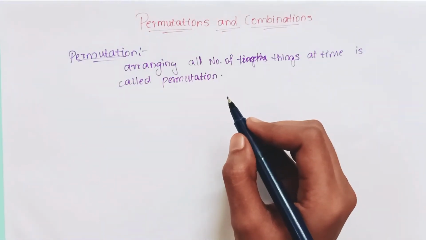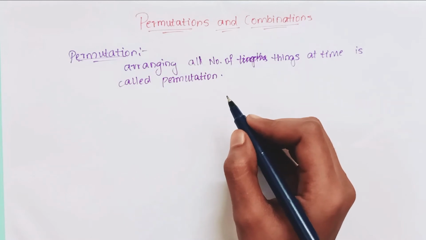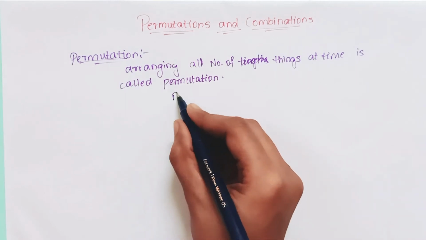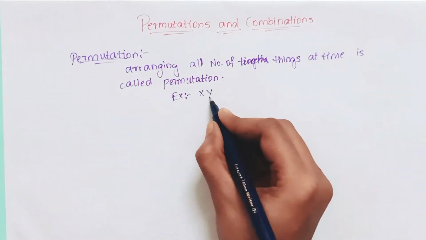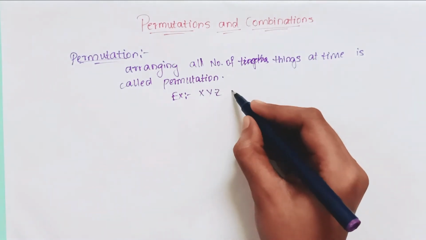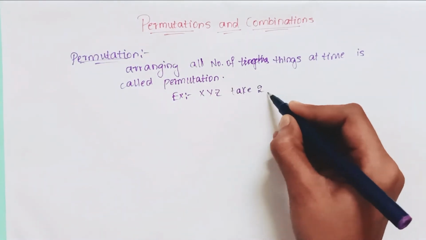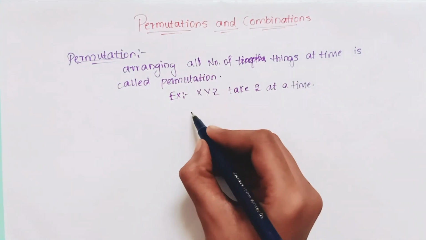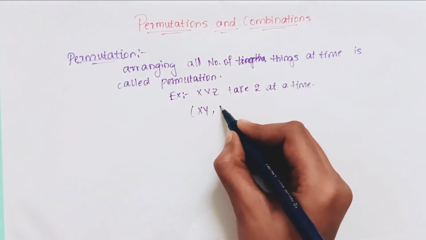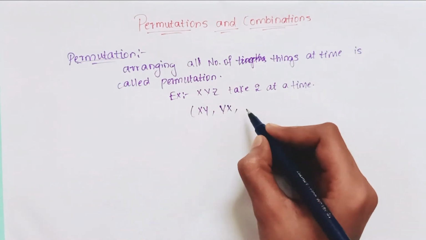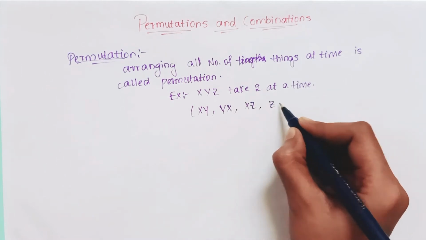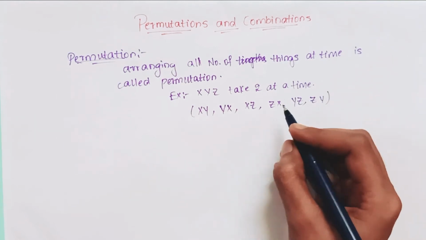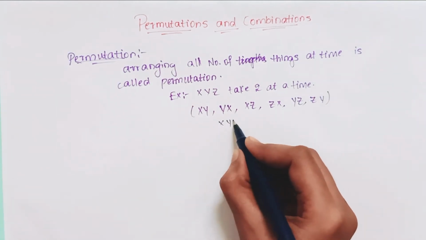Permutations means arranging all the number of things at a time. I'll give you one example, then you'll get clarity. Example: x, y, z. Now we want to take 2 at a time. So xy, yx, xz, zx, and yz, zy. These are the possibilities of x, y, z.